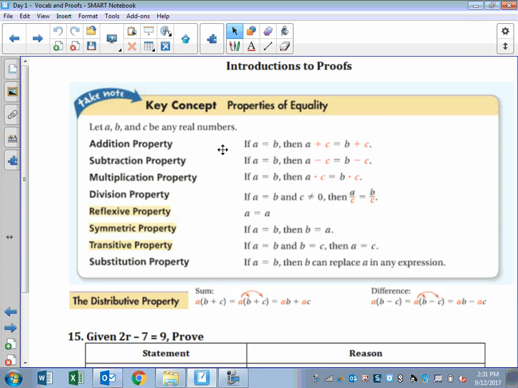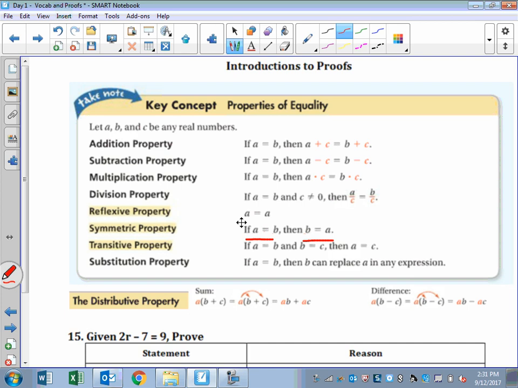You have the addition property, that's when you add to both sides. Subtraction property, subtract from both sides. Multiplication and division property, same thing. You have the reflexive property, which is when you have something that is equal to itself. So A equals A. You have the symmetric property, where if something is equal, then you could just flip it around so that it's equal if you write it the other way. So here we have A equals B, and you can also write that as B equals A. So that's the symmetric property.